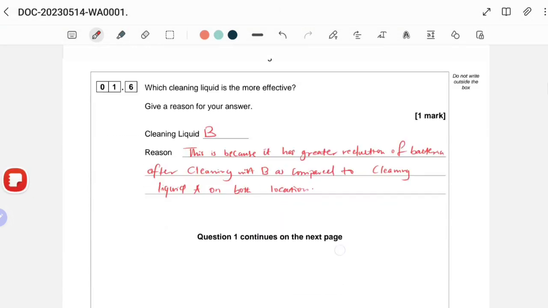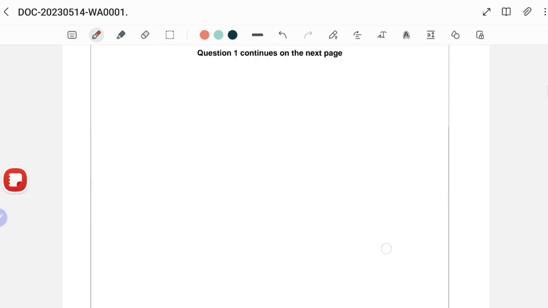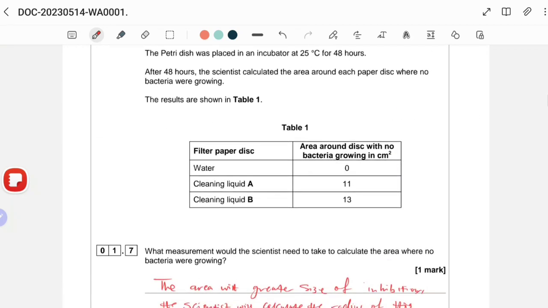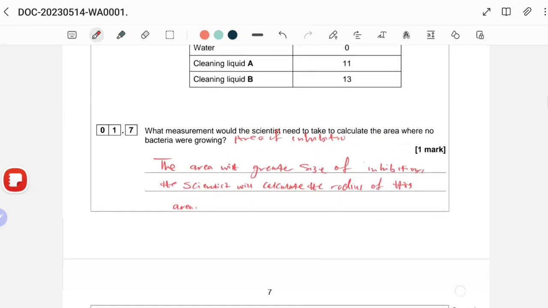So the question says, what measurement will the scientists need to calculate the area where no bacteria was growing? That's the area we call the area of inhibition, and that will be the area with greater size of inhibition. The scientists will calculate the radius of this area, basically. Yeah, that is the whole thing there. No, sorry, I'm not supposed to show that.